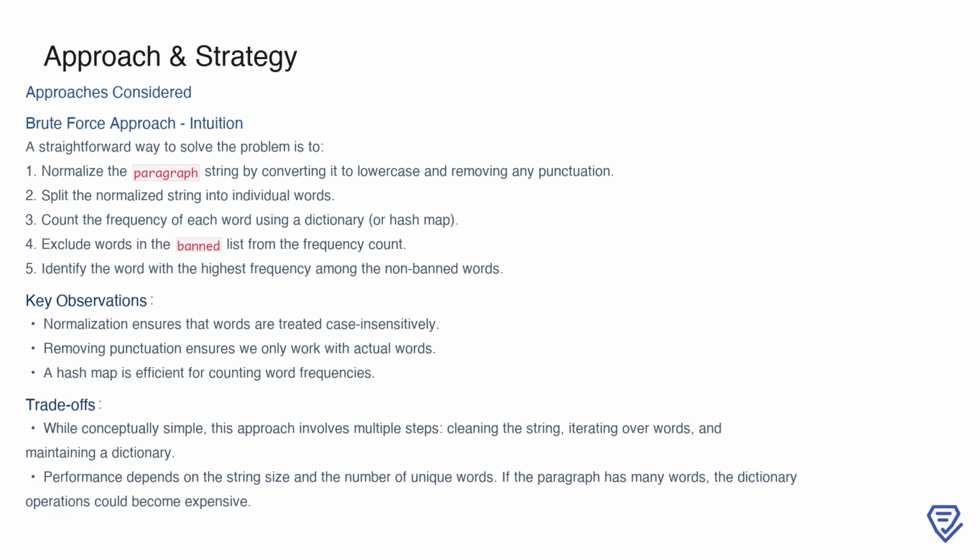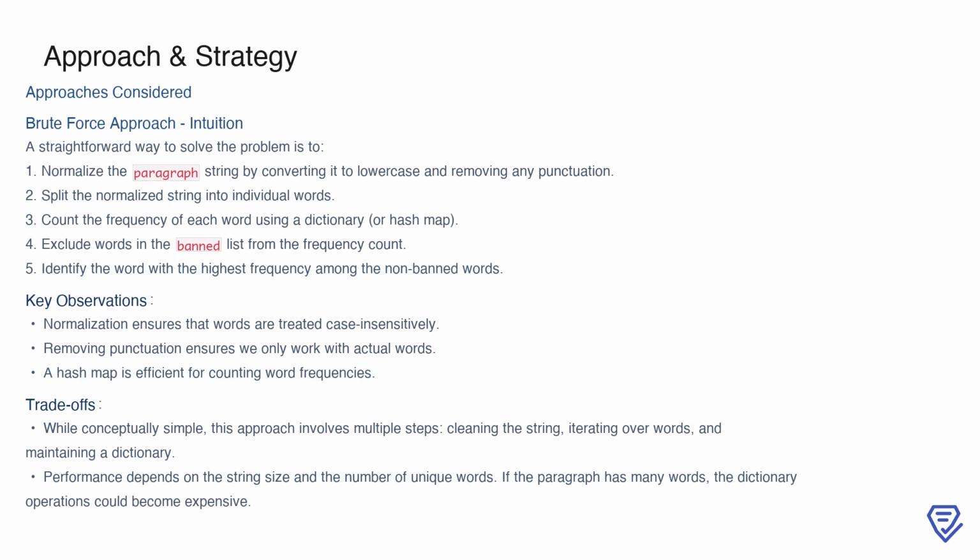After normalization, we split the paragraph into individual words and count the frequency of each word using a dictionary, also called a hash map. Once we have these frequencies, we exclude any words that are part of the banned list. The final step is to identify the word with the highest frequency among those that are not banned. This approach works well because normalization handles case sensitivity, and removing punctuation ensures we only process actual words. Using a hash map is efficient for counting frequencies as it provides quick lookups.